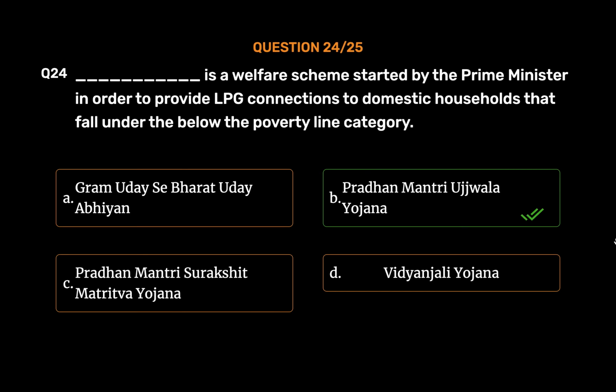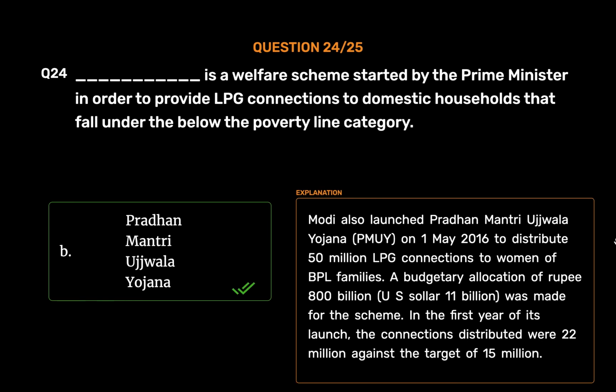Pradhan Mantri Ujjwala Yojana. Modi launched Pradhan Mantri Ujjwala Yojana (PMUY) on the 1st of May 2016 to distribute 50 million LPG connections to women of BPL families. A budgetary allocation of Rs 800 billion ($11 billion) was made for the scheme. In the first year of its launch, the connections distributed were 22 million against the target of 15 million.